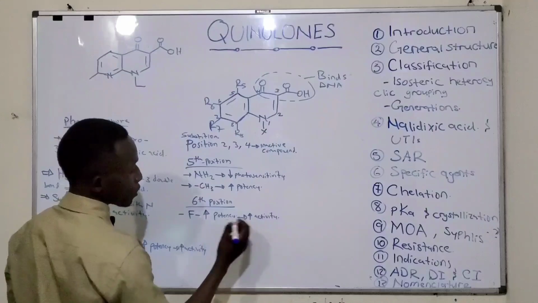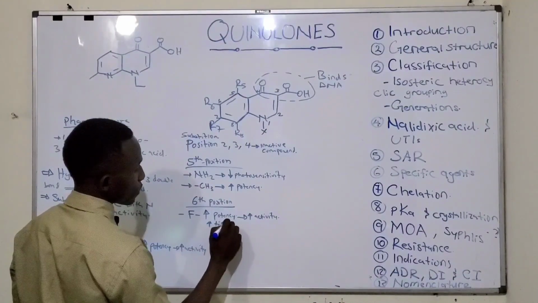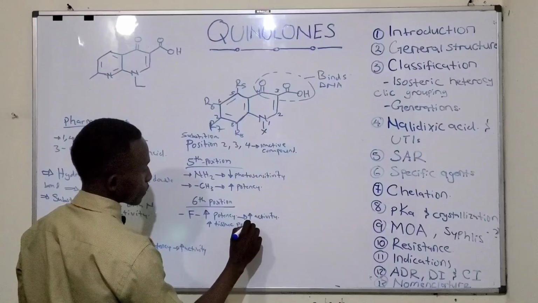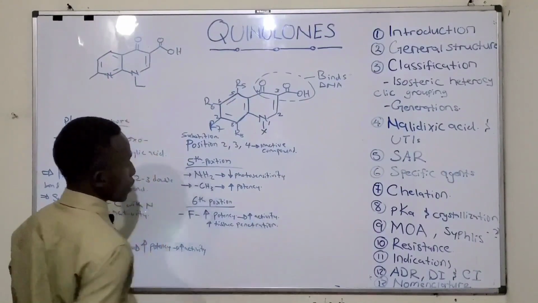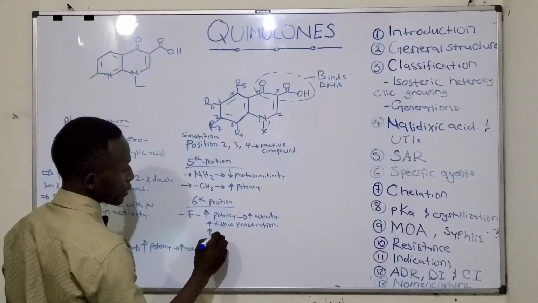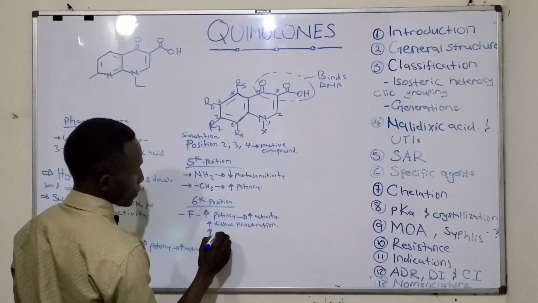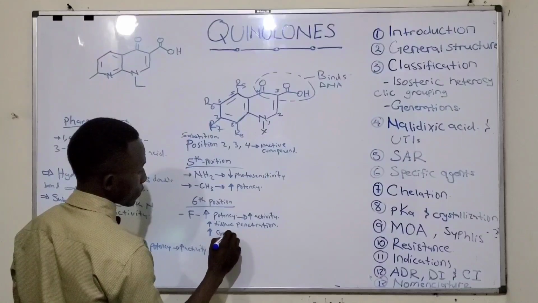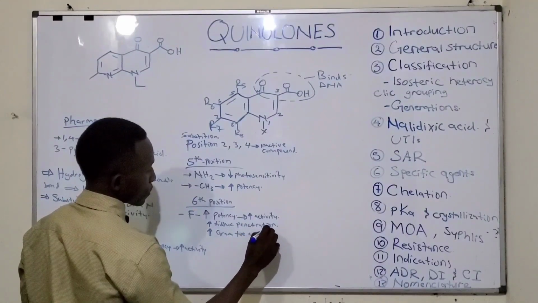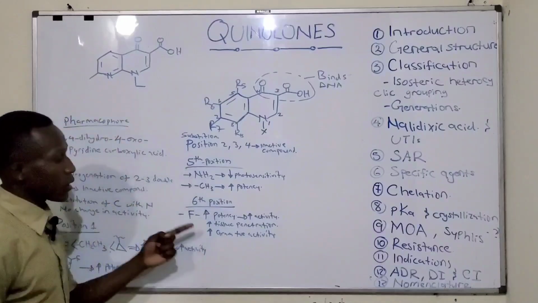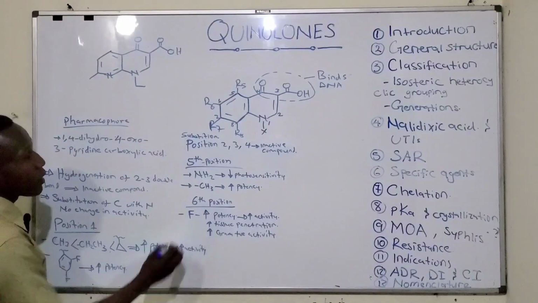It improves potency and tissue penetration. It also improves the activity against the gram positives. This is the fluorine group, the fluoride group.